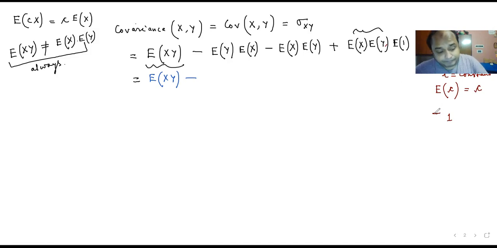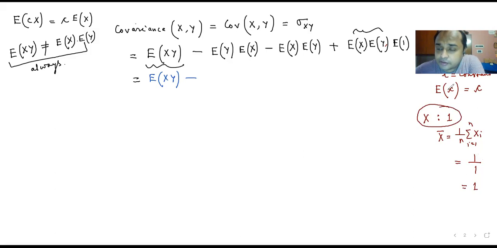Let me put it in this way. Suppose I have capital X which takes only one value, 1. And if I ask you to find the arithmetic mean of X, what will you write? By the formula, you write 1 by n, summation i goes from 1 to n of xi. Now xi is simply 1, and only one term is there. So the mean of this single quantity will be 1. So mean is nothing but expectation. So if there is only one constant quantity, its expectation is always that constant.